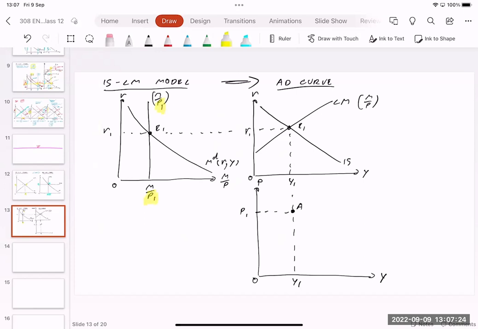P is inside the real money supply curve. So if P changes, it's going to change the real money supply curve, it's going to change the equilibrium in the money market, and it's going to change the LM curve. So I'm going to write down P1 behind the LM curve here. I'm going to put the yellow highlight here, P1. So if P changes, it's going to change the level of real money supply, and it's going to change the equilibrium.